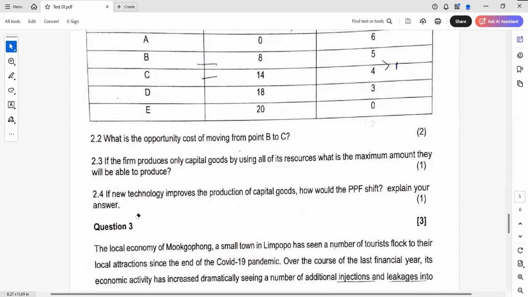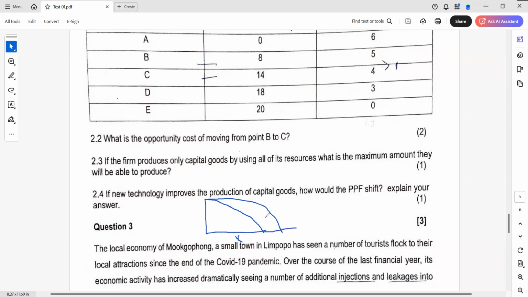So now they're saying that if new technology improves the production of capital goods, how will the PPF curve shift and explain? Okay, so here you just have to explain, you don't have to write, but I'm just going to draw it first to show you guys. So remember here on our x-axis, we have our capital goods, right? So we have something like this. And then if the technology for capital goods only increases, then our curve will shift like this, right?